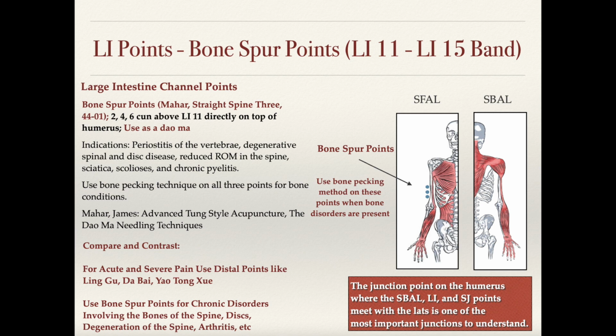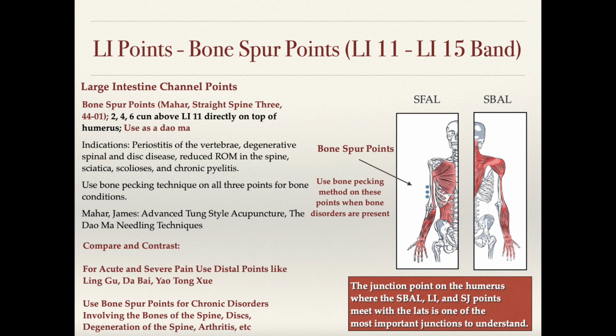So what we notice about all these indications, these are more deep, chronic type conditions. So again, we find that generally speaking, the more distal points are useful for treating acute conditions, and the more proximal points are typically and generally indicated for more chronic conditions. And I find that to be the case with these points too. Ling Gu and Da Bai can be very effective for those acute lumbar sprains, but often for more chronic conditions, you don't get the response out of them so well.